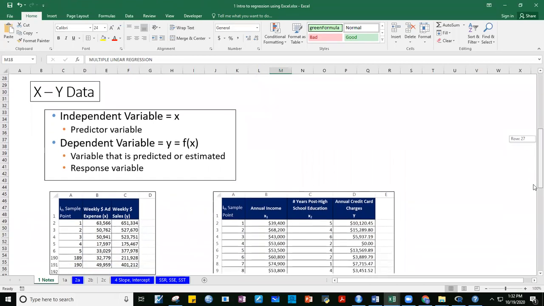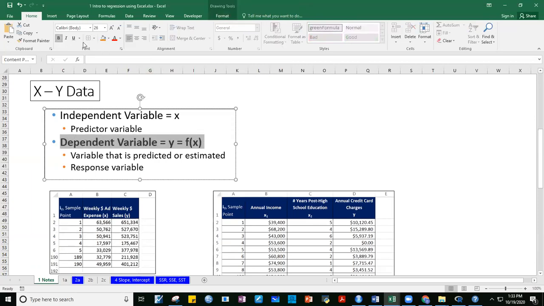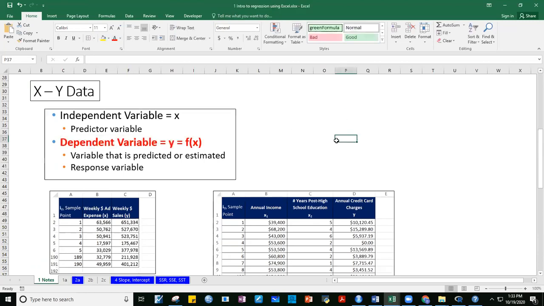Okay, now in linear regression, where we have two or more variables, we will only have one dependent variable and one or several independent variables. Take note, guys, only one dependent variable. If there are several dependent variables, then we will have to make use of other statistical methods. Only one dependent variable and one or more independent variables.